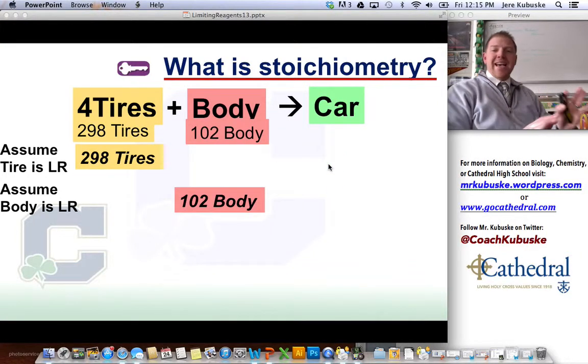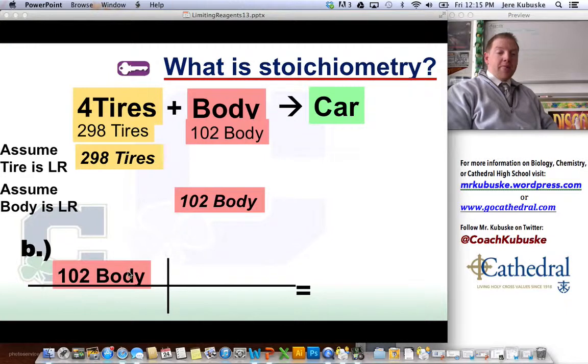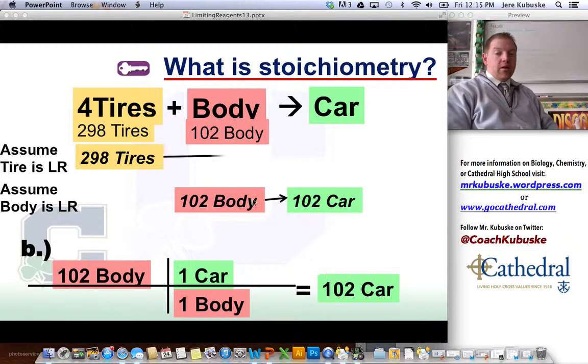Now I'm going to do the exact same thing, but I'm going to do it with car bodies to determine how many cars I can make. Okay, so if I have 102 bodies on the left, that means bodies goes on the right. So I need 1 car body, there's the coefficient here, so that's a 1, for every 1 car. So 102 times 1 divided by 1 is 102 cars. So that number is directly linked to that number, so those go together.